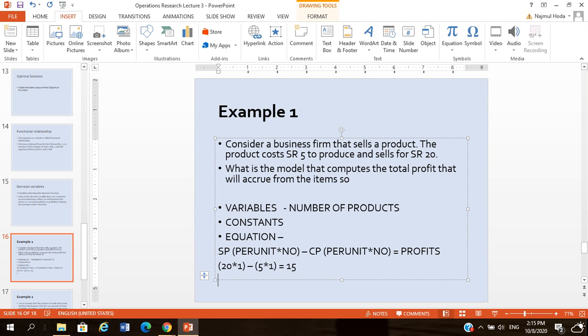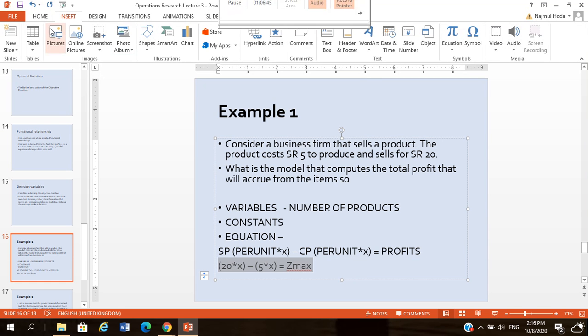I will call this number x, so that it is more clear to you. This is the variable x, this is also x. So, if I give you the value of x, 20 into x minus 5 into x is equal to profit P. We write this P generally as Z in operations research, and when it is profit we call it Z max. So, this is the general equation for this problem, and when you get the value of the variable x, we can just put it in the equation and solve the problem.